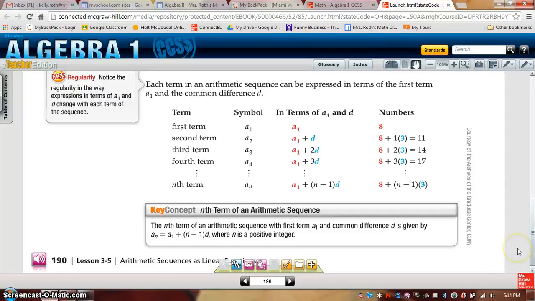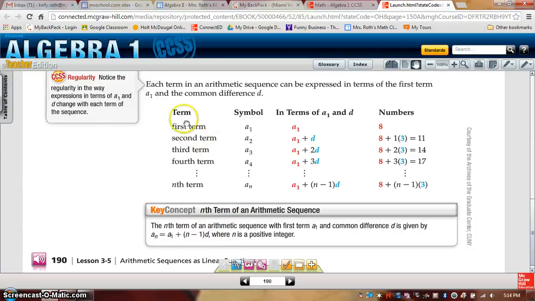Now I have this part open in your book because I want to explain to you where this very important key concept and this general equation comes from. I want you to understand exactly where it comes from and what it means. Okay? I want you to look at this.